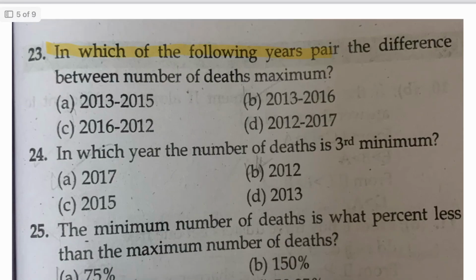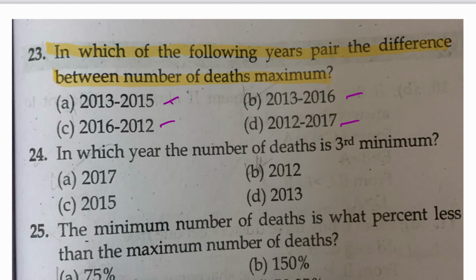In which of the following year pairs is the difference between the number of deaths maximum? So they have given pairs. We need to find out in which pair the difference in the number of deaths is maximum. The pairs they have given are 2013 to 2015, 2013 to 2016, 2016 to 2012, and 2012 to 2017. We'll need to check these pairs.